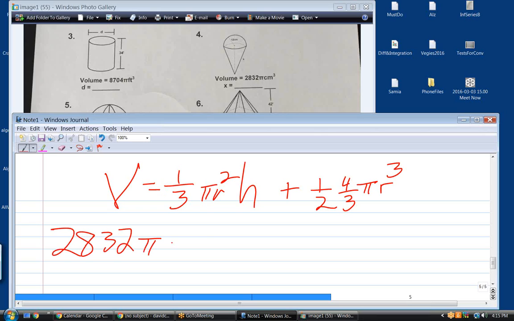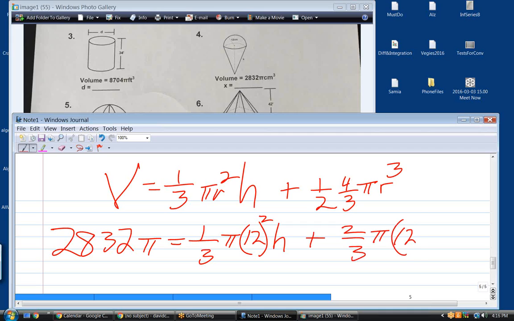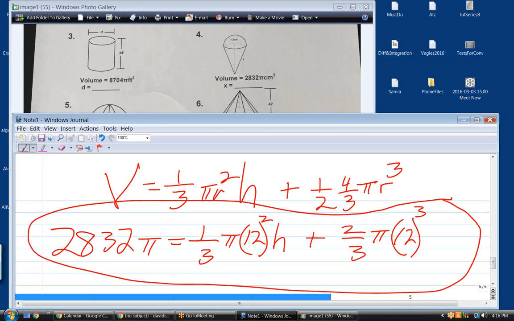2832 pi. Oh, yeah. I know what the radius is. 12. 12 squared times h plus 2/3 pi times 12 cubed. So notice in that equation, there's only one variable, h. But h would be the distance from that to that. It's not going to be this lateral distance.